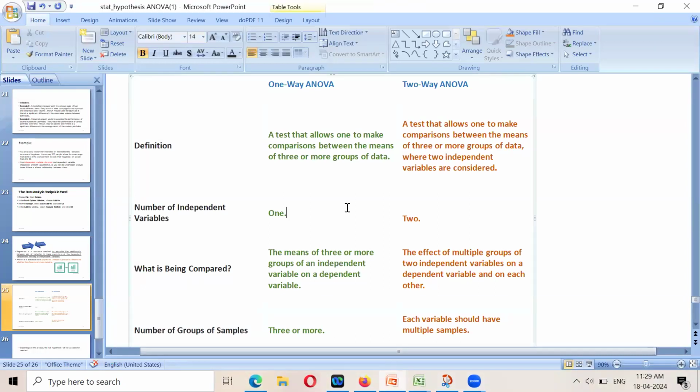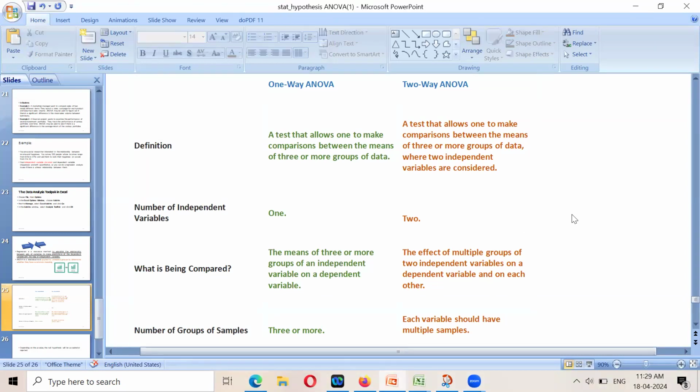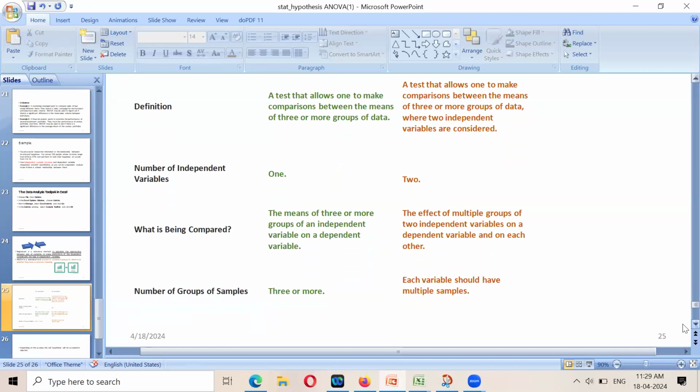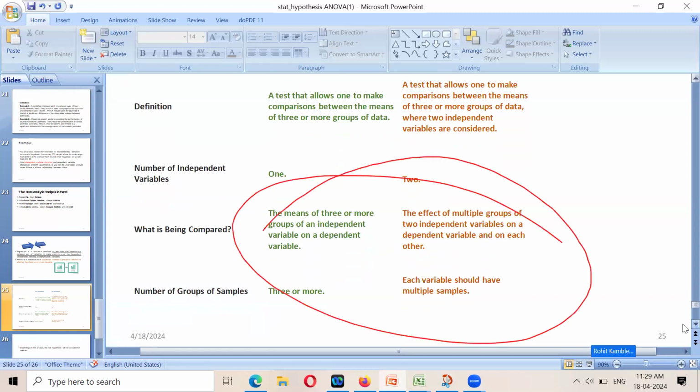Okay, so independent variable is 1 and 2. That is the main difference. Another is what is being compared actually. So the means of three or more groups of an independent variable on a dependent variable. Then the effect of multiple groups of two independent variables, that is being compared actually. Number of groups of samples.